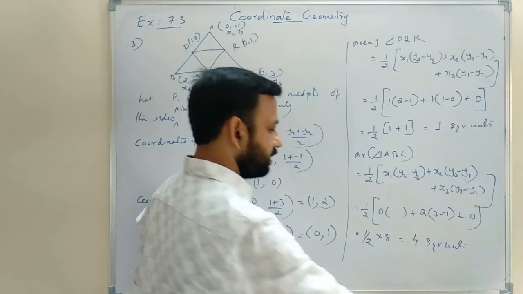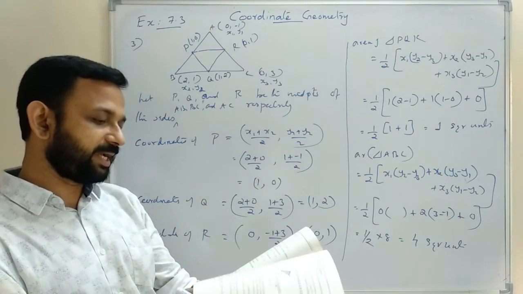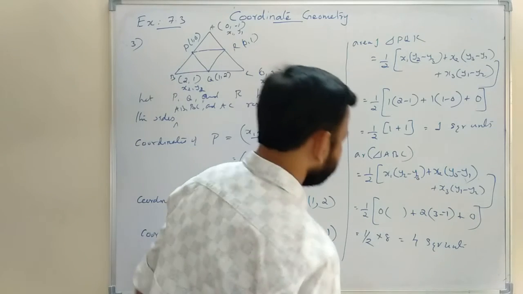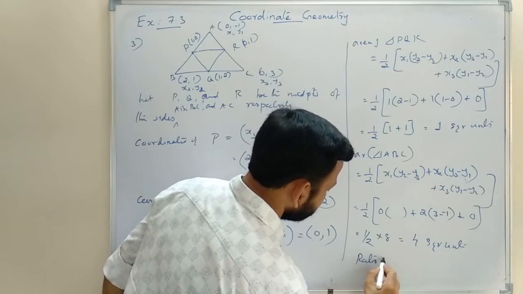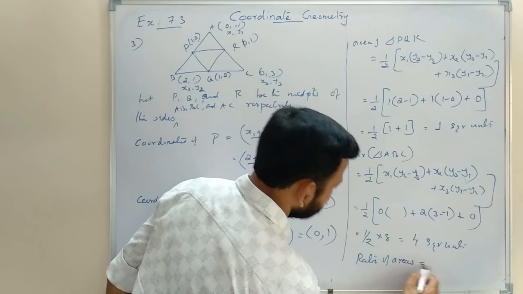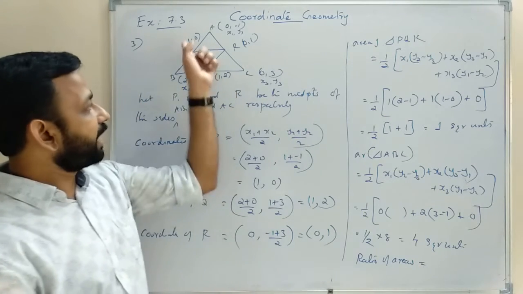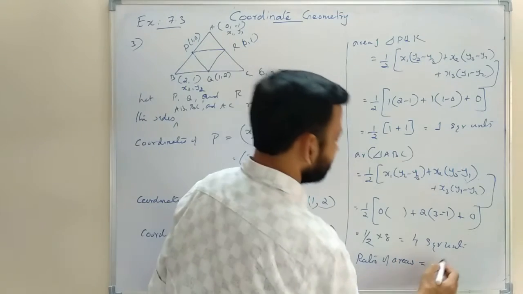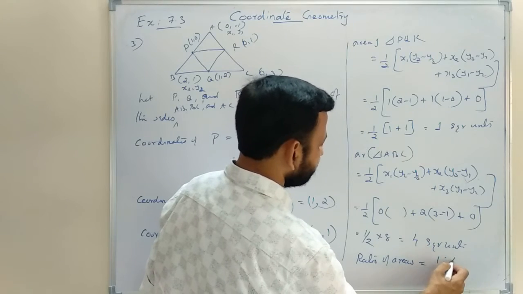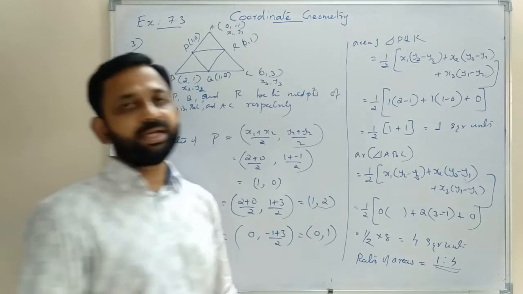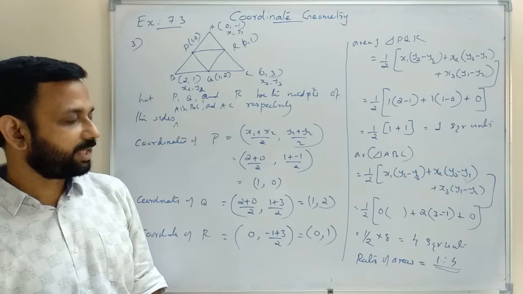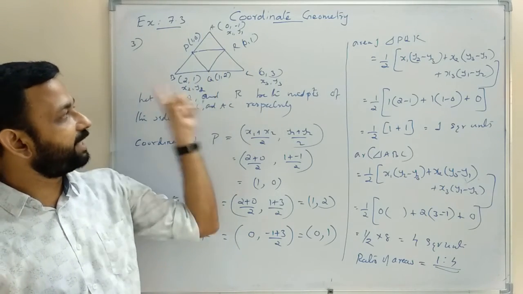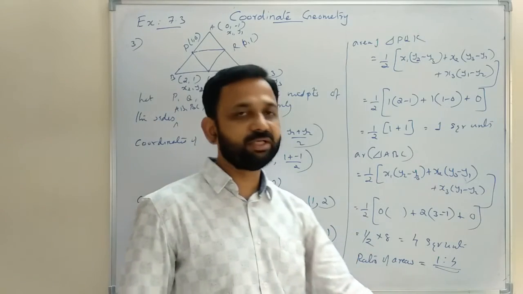Now we have to find the ratio between them. Find the ratio of this area to the area of the given triangle. So the ratio of areas, that is area of triangle PQR to area of triangle ABC. So area of triangle PQR, that is 1, is to here 4. So 1 is to 4, that is the ratio between the areas of those two triangles. That is area of PQR divided by area of ABC equal to 1 is to 4.